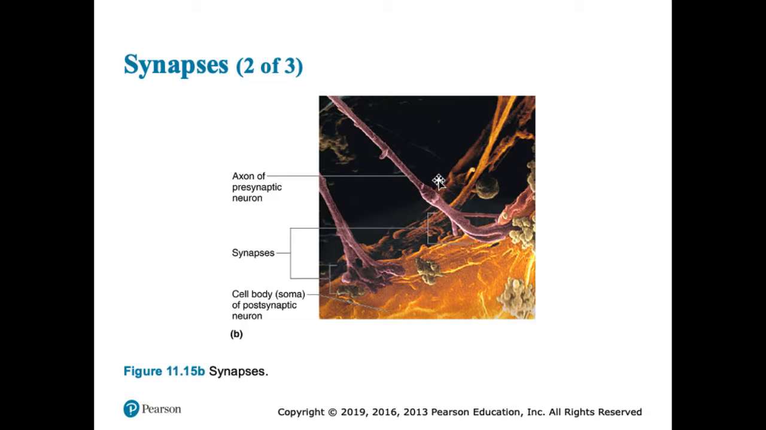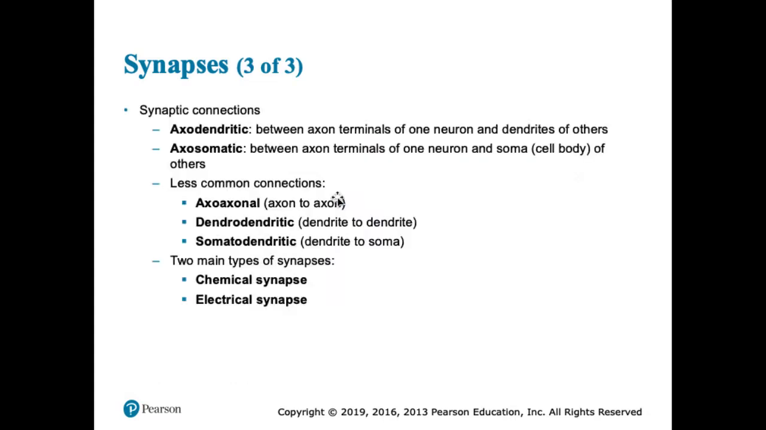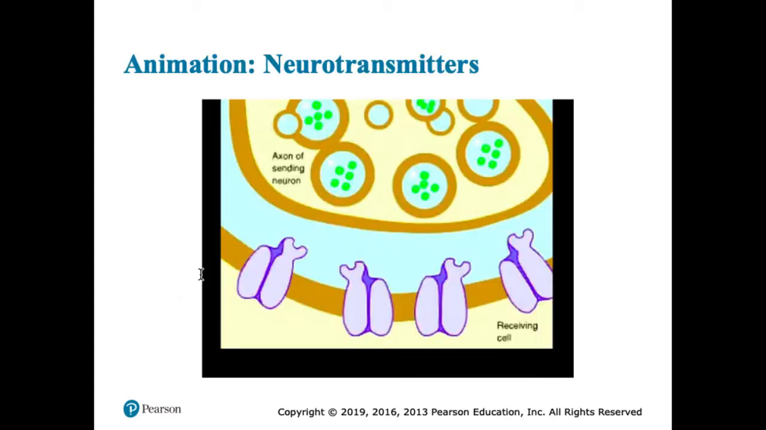And then, of course, here is the axon of that presynaptic neuron. So some of these synaptic connections, you have this axodendritic connection, which is between axon terminals of one neuron and the dendrites of others. The axosomatic is between axon terminals of one neuron and the soma, the cell body, of others. Some less common connections: axon to axon, dendrite to dendrite, dendrite to soma. And the two main synapses are a chemical synapse and an electrical synapse.